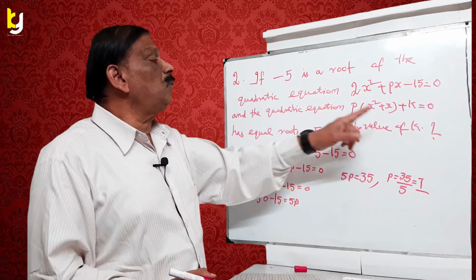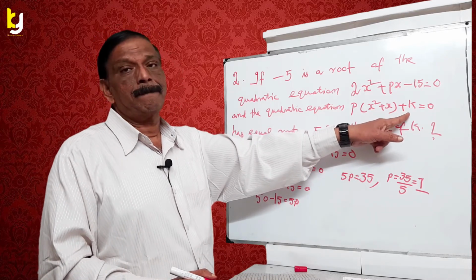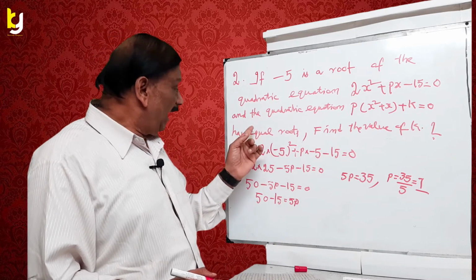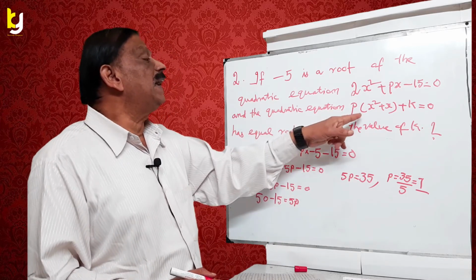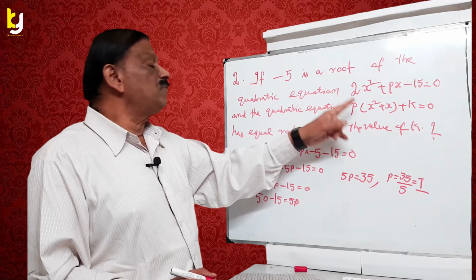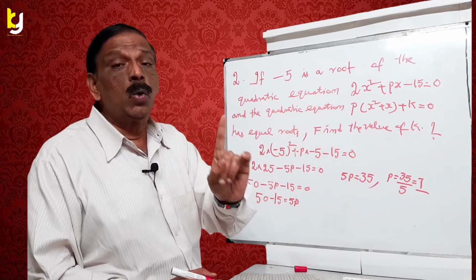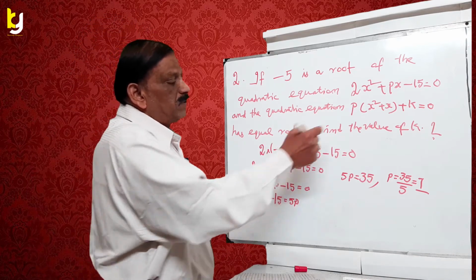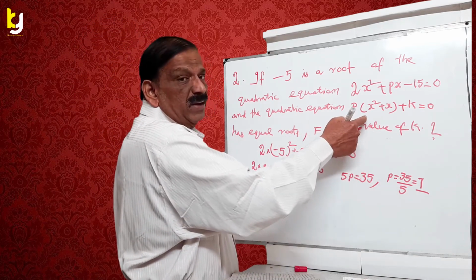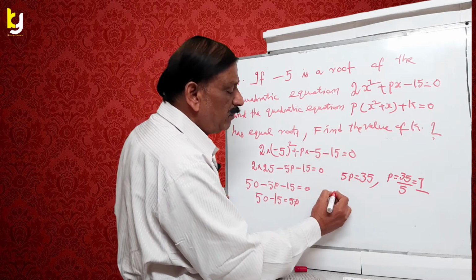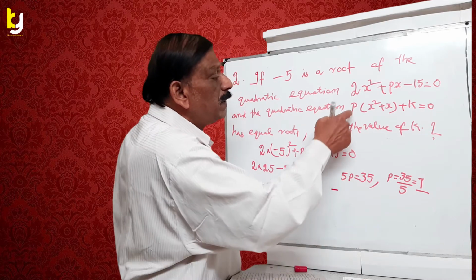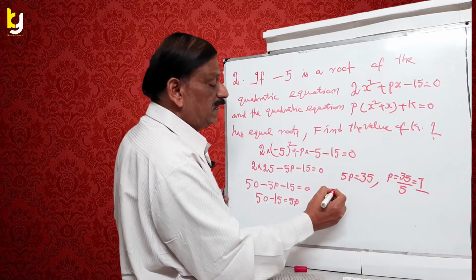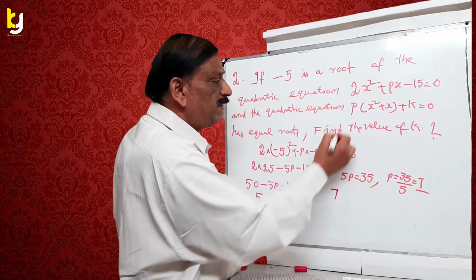Then to find out the value of k, we know the value of p is 7. But there is a condition. This is a quadratic equation which will have equal roots. So, substitute the value of p in this quadratic equation. That is p into x square plus x plus k is equal to 0. Therefore, p is 7.